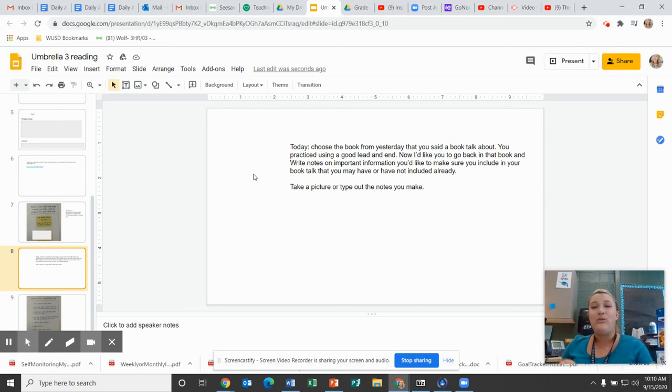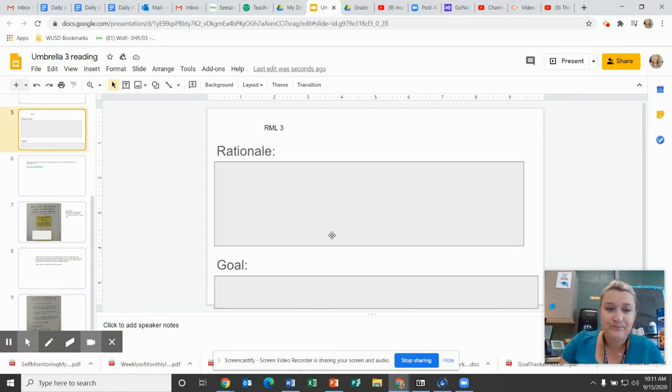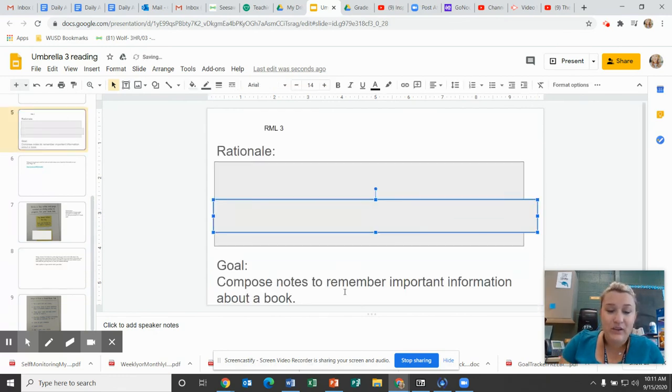So we read 9 pages of a book, and then there are 2 sticky notes that I would have put on there. You're going to think about the book that you did a book talk about yesterday. You came up with a strong lead and a strong ending, and now you're going to work on the meat on the inside. You're going to go in that book and put sticky notes, and then take a picture of those sticky notes and upload it or type them out. So today, your goal is to compose notes to remember important information about a book. Sound good? Alrighty. Good luck, friends.